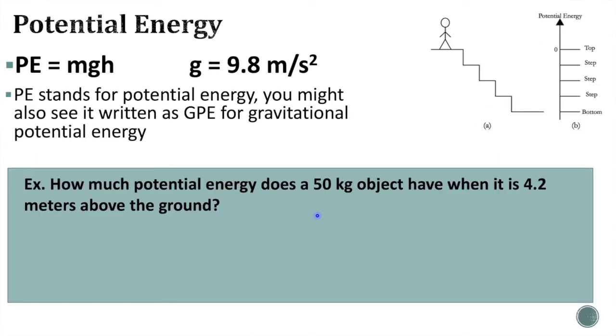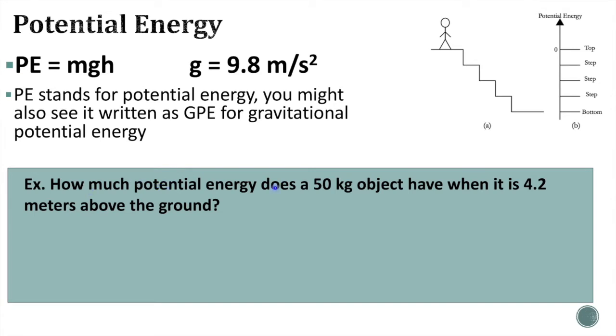So the formula for this is your potential energy equals your mass times gravity, which is 9.8, times your height. So you will see this formula either written PE for potential energy, or you may see it with GPE for gravitational potential energy, but it's the same thing, right? So let's go over our example.